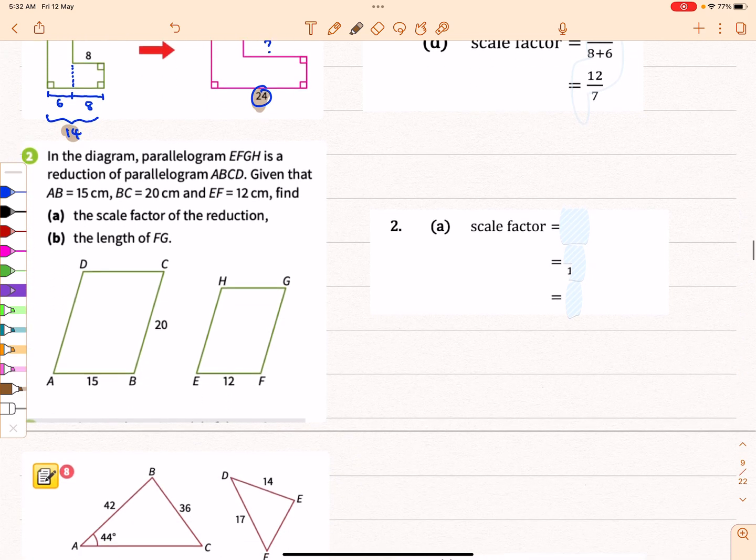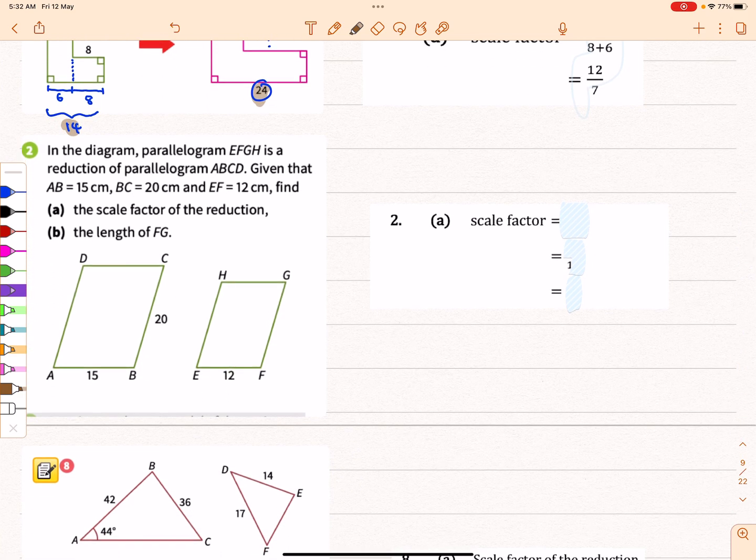Now for question 2, I would like to see the scale factor for the reduction. You may want to take note that it is a reduction. Reduction means the image is smaller. You may write on your foolscap, the image is smaller. Therefore, if you are wondering which one is my image, the answer is the smaller one is the image, and therefore this is the object.